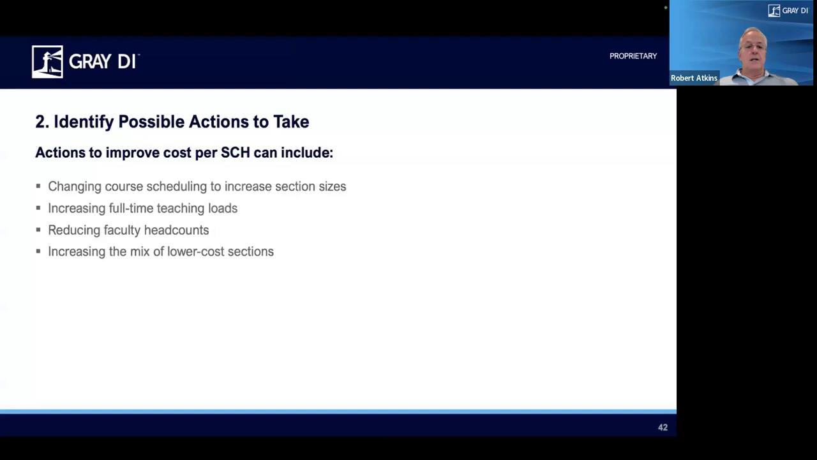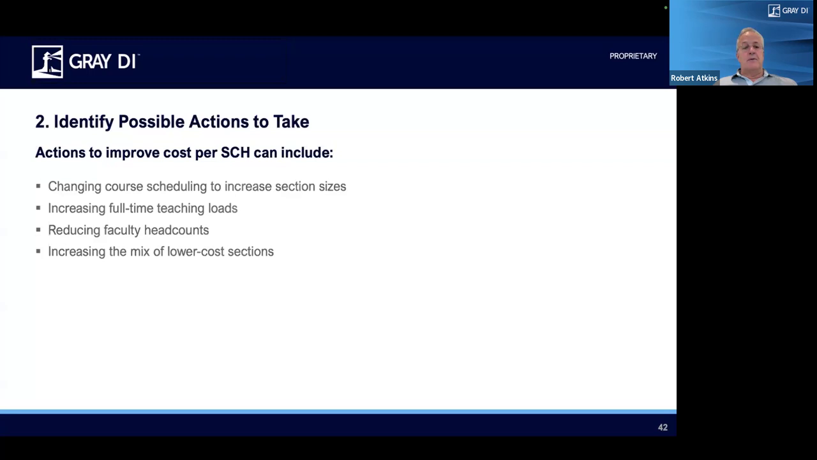Second thing you can do is increase full-time teaching loads, get people back into the classrooms. Here's something to keep in mind. The least expensive instructor in your institution is not an adjunct. It is a full-time instructor who you're already paying and going to continue paying, who's not working a full teaching load, because their marginal cost to teach a class is zero. You're going to pay them anyway.